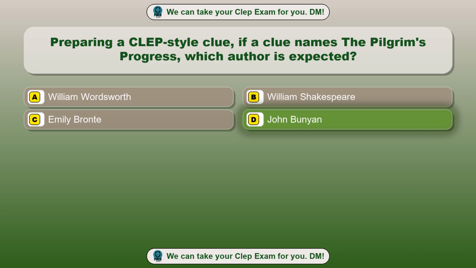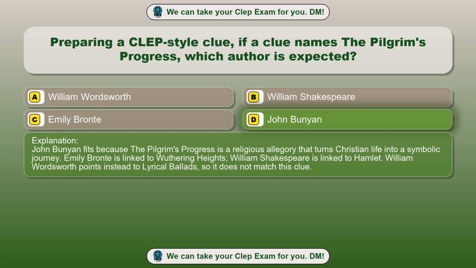John Bunyan. John Bunyan fits because the Pilgrim's Progress is a religious allegory that turns Christian life into a symbolic journey. Emily Bronte is linked to Wuthering Heights. William Shakespeare is linked to Hamlet. William Wordsworth points instead to Lyrical Ballads, so it does not match this clue.